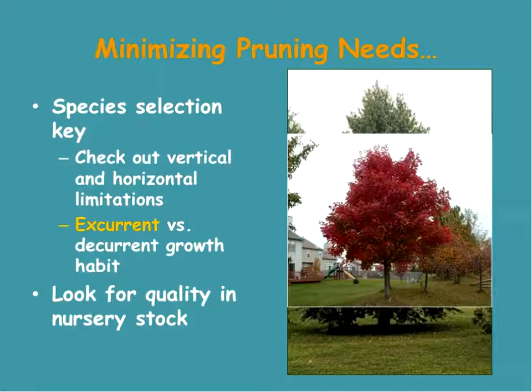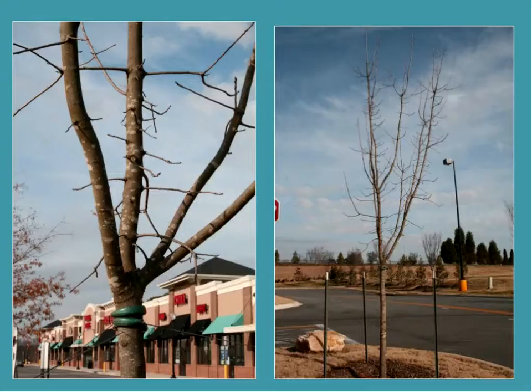Now, we still want to try to maintain a single leader on those plants as long as possible, and that may mean we'd have to shorten some of the side branches if they start to grow a little too aggressively. That way you're putting more of the energy into that terminal branch. And obviously getting good material from the nursery is really the most important thing.